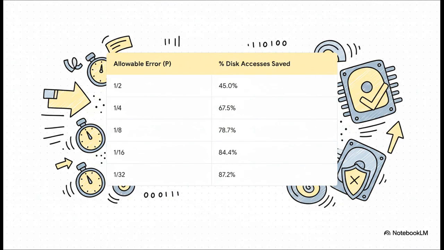And we're talking about real numbers here. Look at this data from one of the paper's examples. If you're willing to accept a 1 in 8 chance of error, you save almost 79% of those slow, painful disk lookups. With just a 1 in 32 chance, you save over 87%. That is a huge, tangible performance boost.